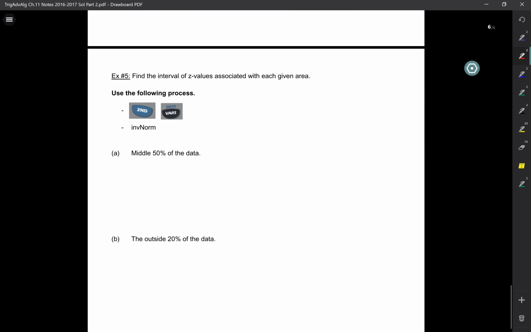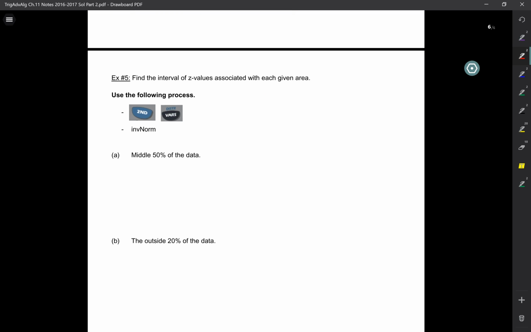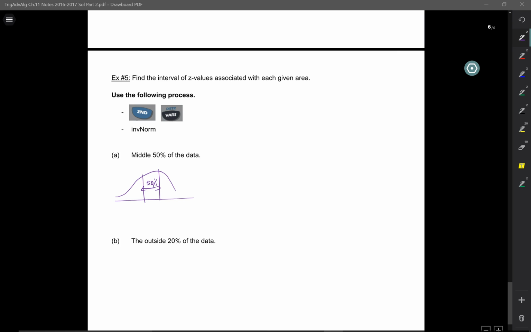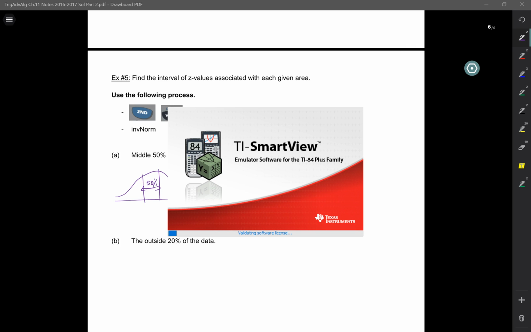Okay, so now it says find the interval of z values associated with each given area. So basically, look at what we want. What we want is, what is the z-score if you want the middle 50%? Okay, so what we do, we're going to take our calculator.